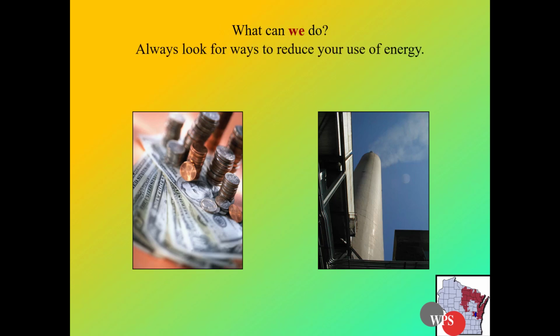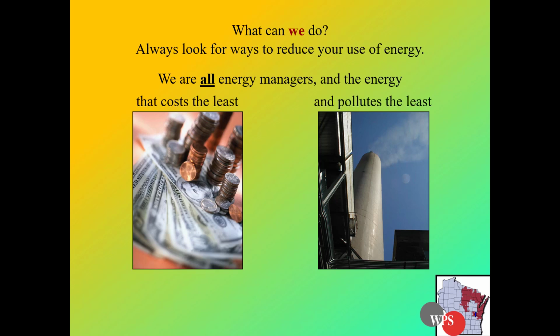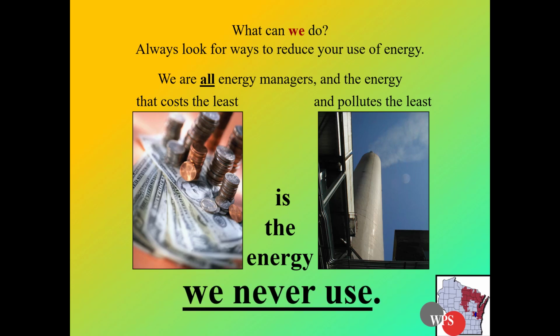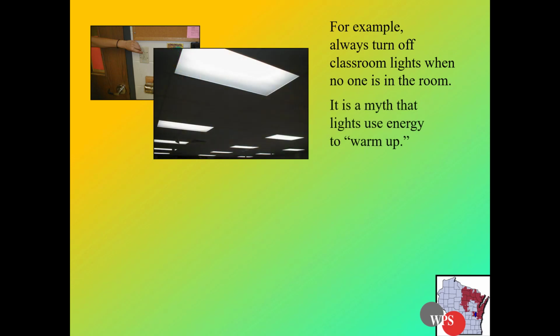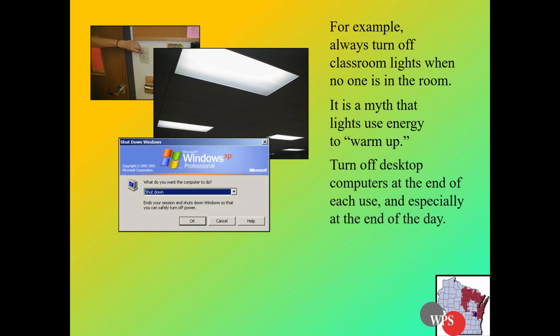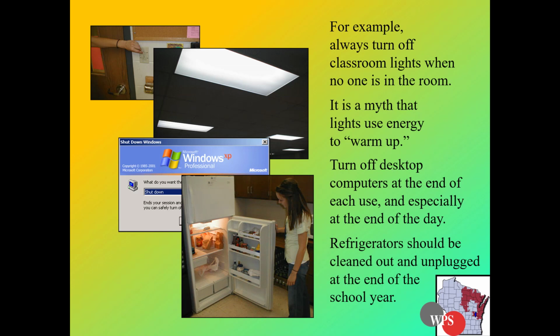Always look for ways to reduce your use of energy. We are all energy managers, and the energy that costs the least and pollutes the least is the energy we never use. For example, always turn off classroom lights when no one is in the room. It's a myth that lights use energy to warm up. Turn off desktop computers at the end of each use, and especially at the end of the day. Refrigerators should be cleaned out and unplugged at the end of the school year.